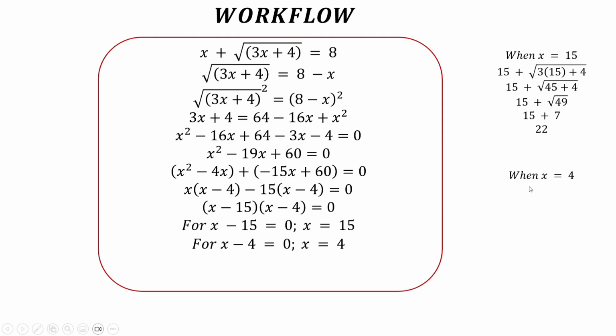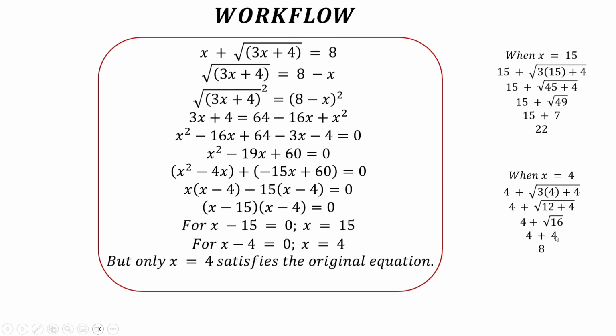Then move on to the next value of x, which is 4. So again replace x with 4 at the left hand side. 3 times 4 is 12, 12 plus 4 is 16, so we get square root of 16. Square root of 16 is 4, so that gives us 4 plus 4, that gives us 8. So we can see that x equals 4 satisfies the original equation. So you just make a statement that only x equals 4 satisfies the original equation, so that will be our final answer. And this is how you can go about this simple equation.